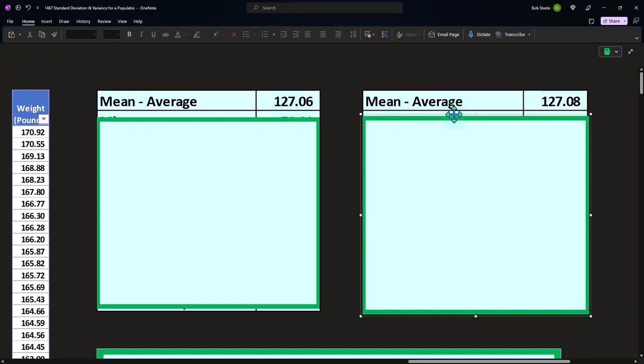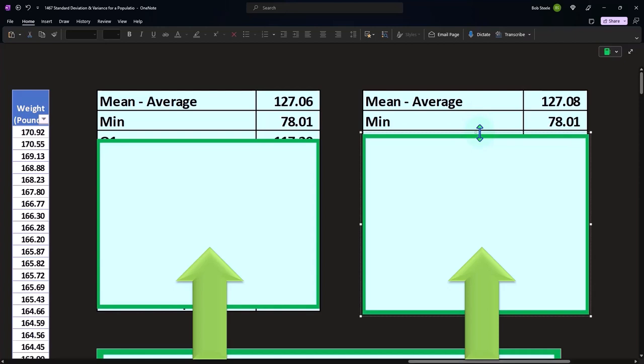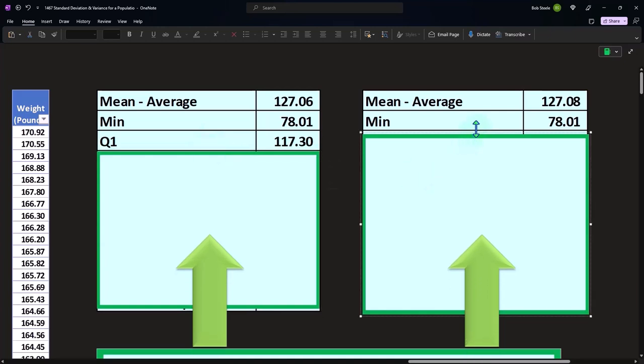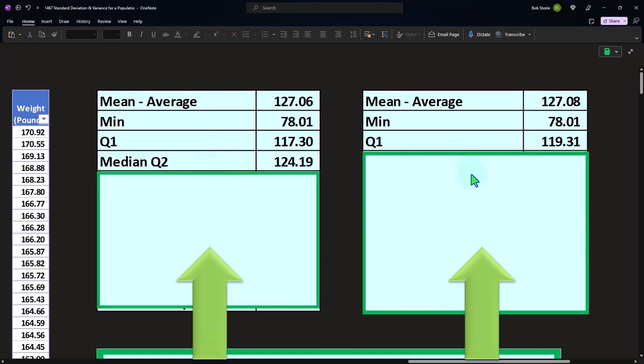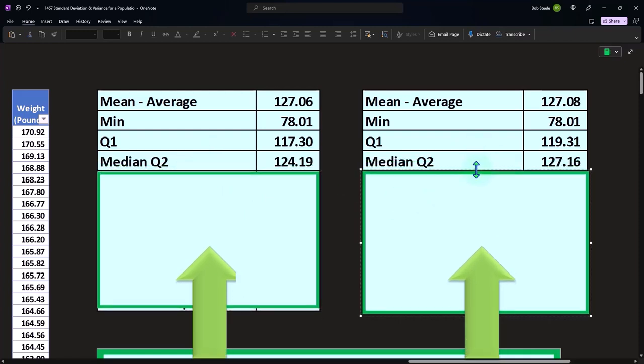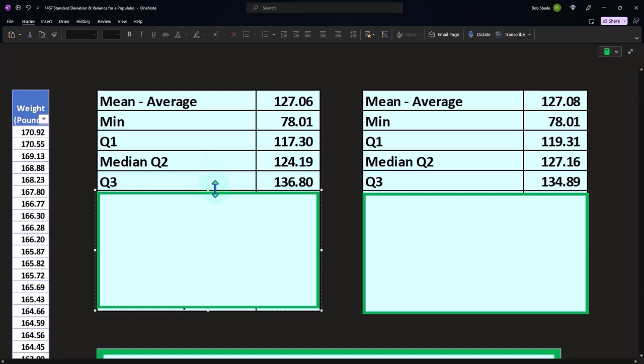Average, 127.06 versus 127.08. The minimum number is the same. That's because I deleted the data in the middle, so we still have the same bottom point. Quartile one is different, but not substantially different. The median, the middle of the data set, is 124.19 versus 127. Again, different, but not hugely different.